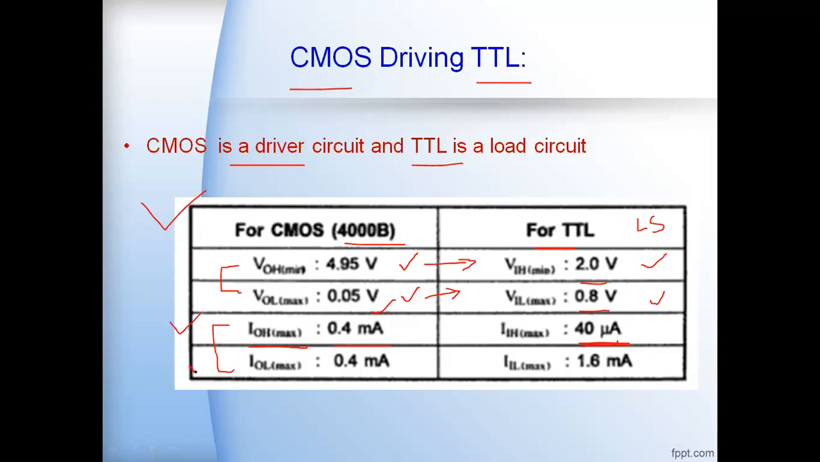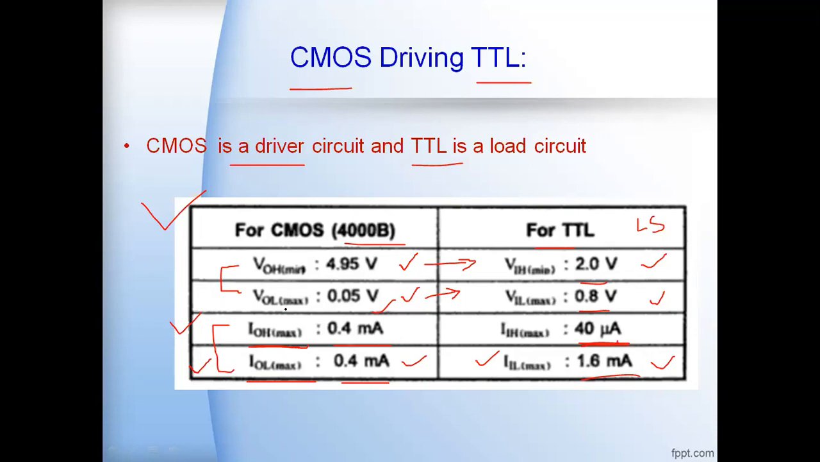But look at the second condition. The CMOS output is at low state. When the CMOS output is in low state, the maximum current that is flowing in the CMOS output is only 0.4 milliamperes. But the TTL has a very significantly high current, which is 1.6 milliamperes. Now let's see, this small 0.4 milliampere current cannot drive the 1.6 milliampere input of the TTL.